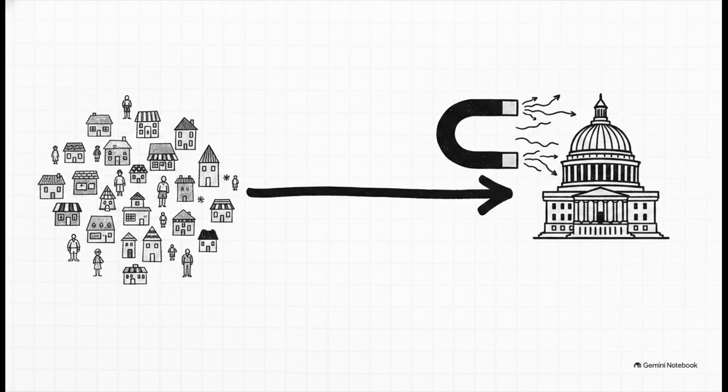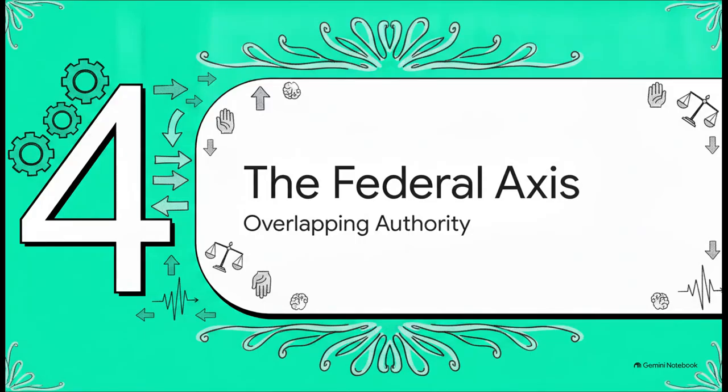Because our core concern here isn't just some generic enthusiasm for government in the abstract, it's specifically the willingness to concentrate economic authority in Washington. We're moving from decentralized choices made by individuals and local cities all the way over to highly centralized power in D.C. And that leads us to Section 4, overlapping on the federal axis.